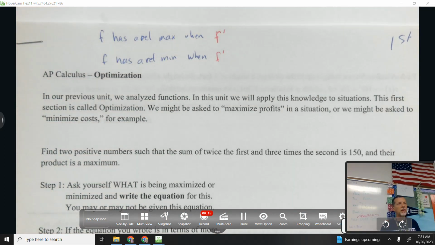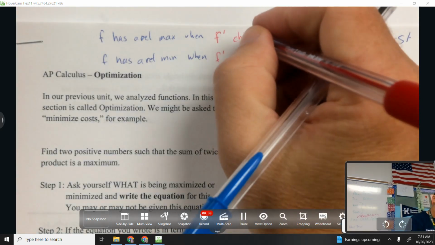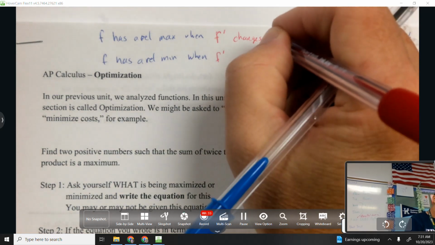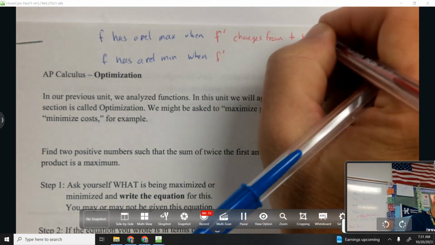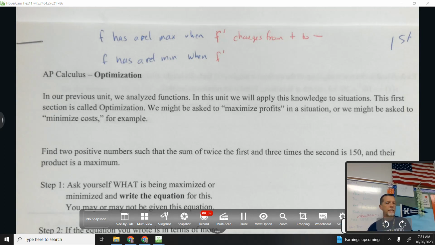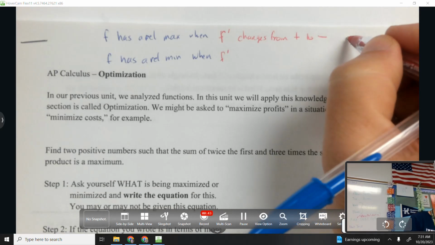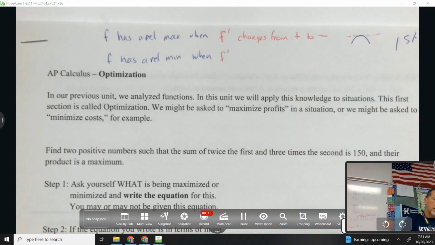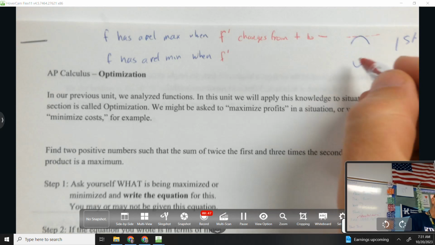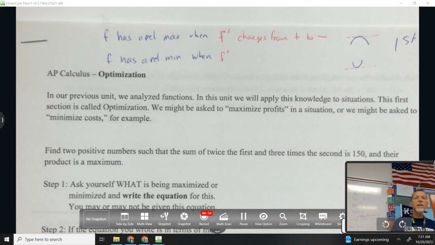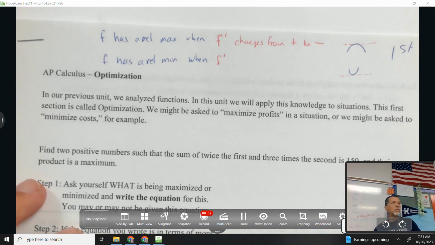When F prime, not necessarily is 0. So it might be 0, but it definitely changes from positive to negative. So you're right, as long as it's differentiable, its derivative would be 0. But its derivative being 0 is not enough to say that it's a max, because a derivative of 0 could also be a min.